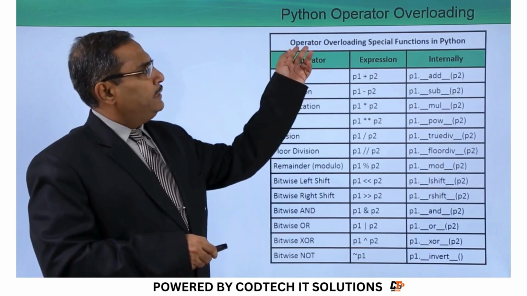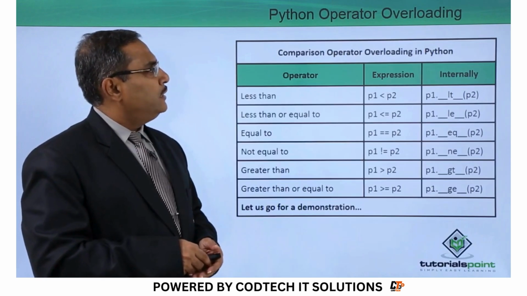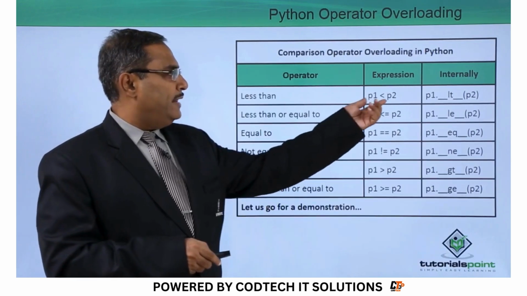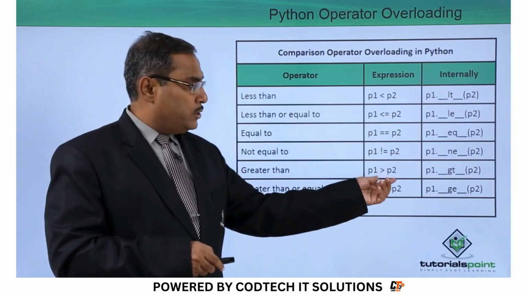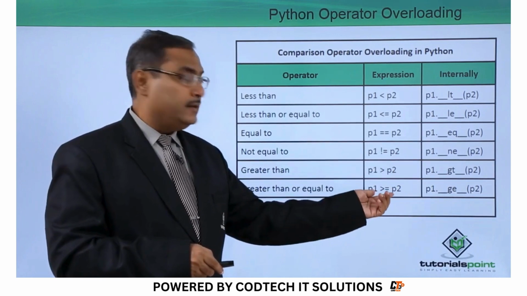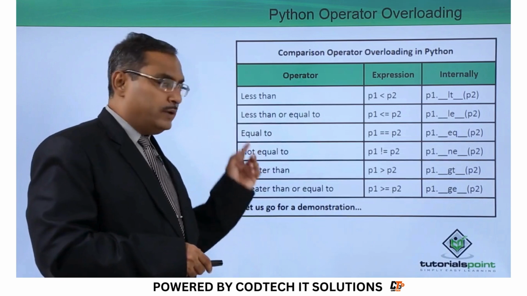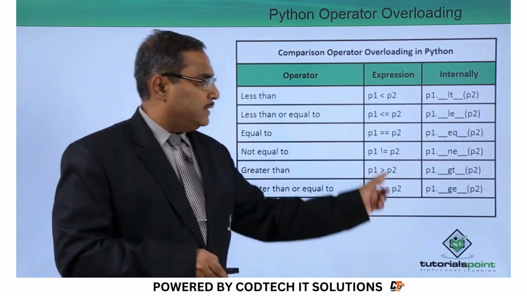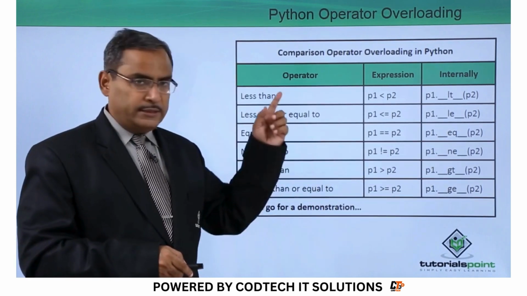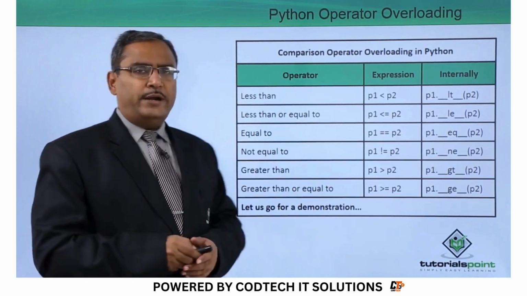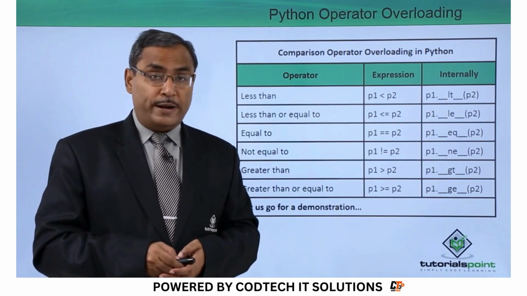Previously we had the operator overloading special functions in Python. Now if you consider the comparison operators, that is less than, less than or equal to, double equal to, not equal to, greater than, greater than or equal to, and so on. These are the operators, these are the expressions, and internally which function is getting called, we have listed in the third column. So let us go for one practical demonstration on this concept, that is operator overloading, for your better understanding.